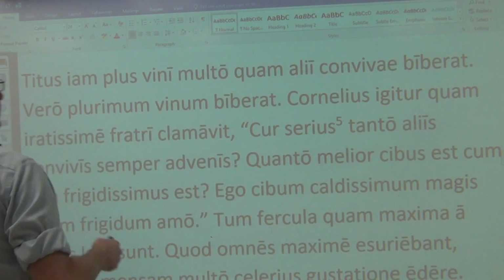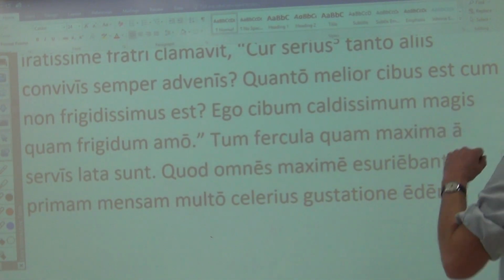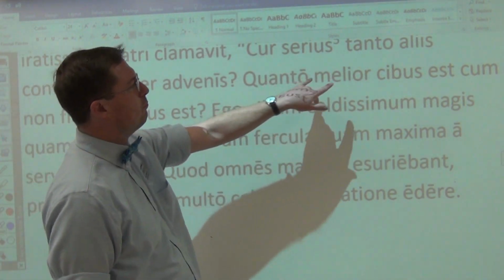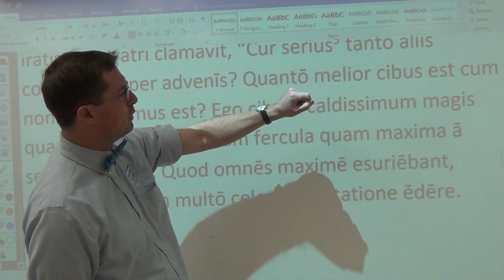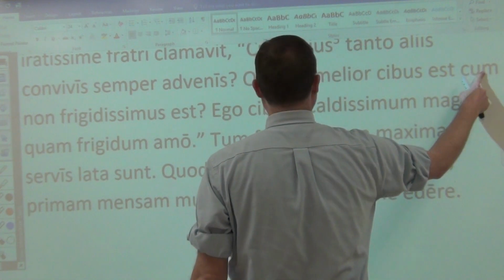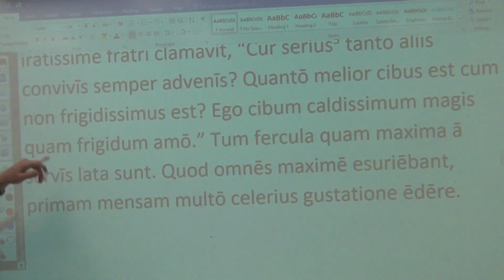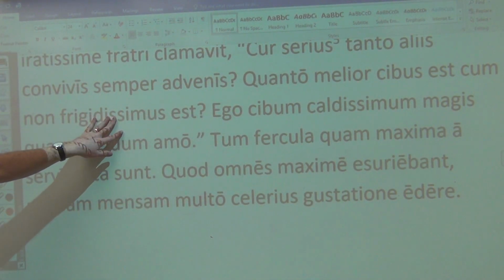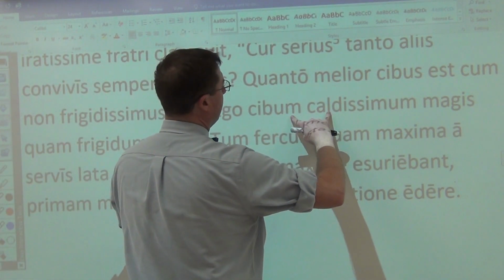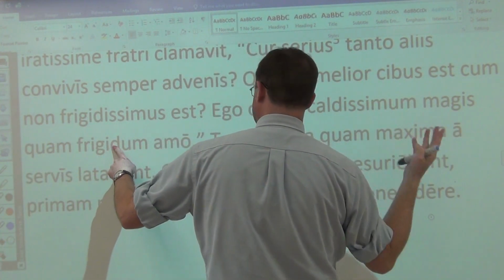Quanto. Now, if tanto is the answer so much or so great, quanto asks the question. In this case, it's ablative degree of difference as well. And by how much? By how much more good, or simply better, the comparative of bonus, by how much more good is food when, and I know it's when because there's not an ablative, it is not the coldest, when it is not very cold. I like most hot, very hot food more than cold implied food.